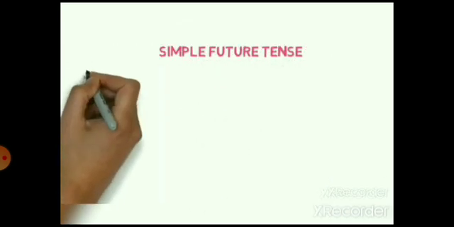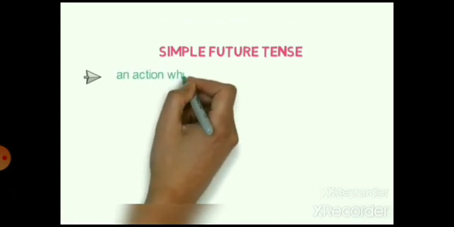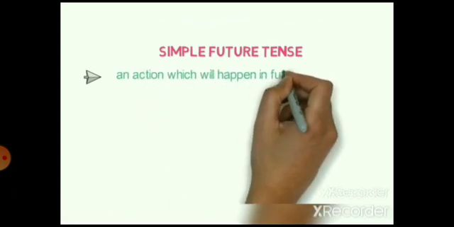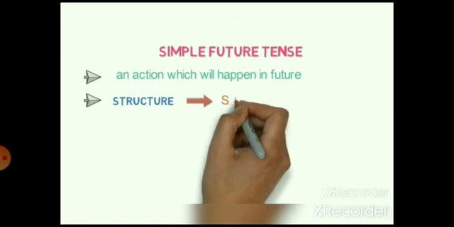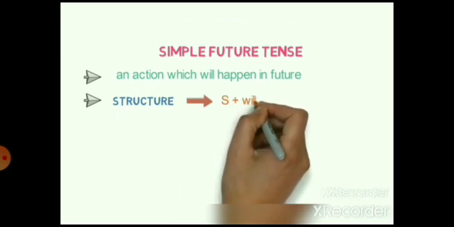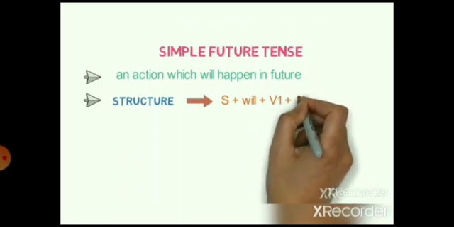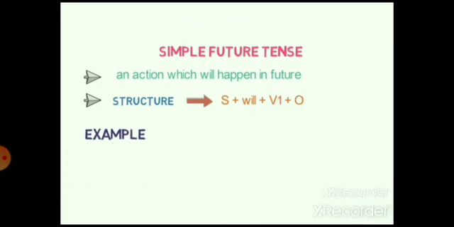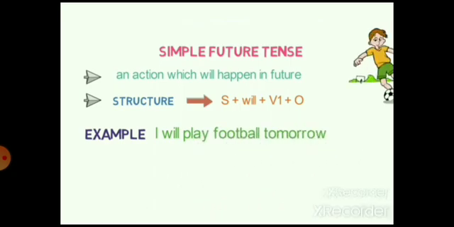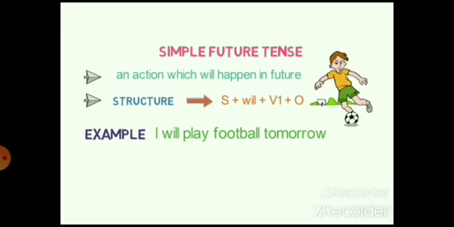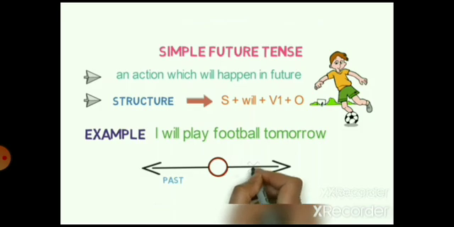Let's look into the next tense, simple future tense. It refers to an action which will occur or happen in the future. Here the structure of the sentence is subject plus will plus verb first form plus object. Example, I will play football tomorrow. Here I am referring to an action that will happen tomorrow. In the timeline, it will be somewhere here on the right side, denoting that the action will happen in the future.